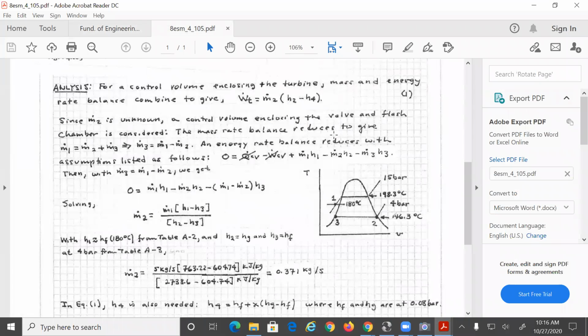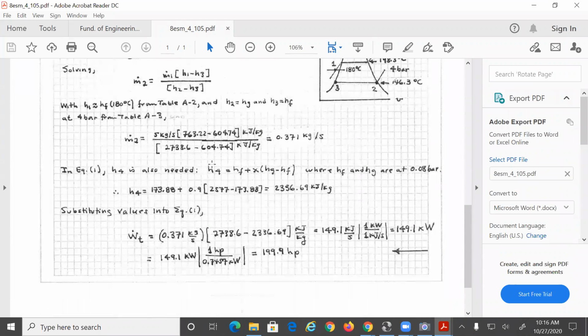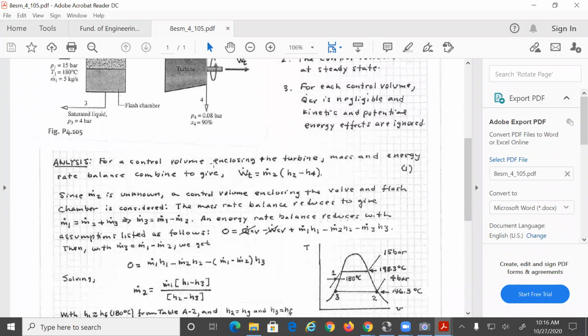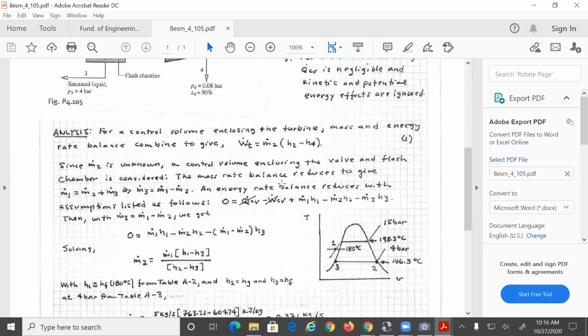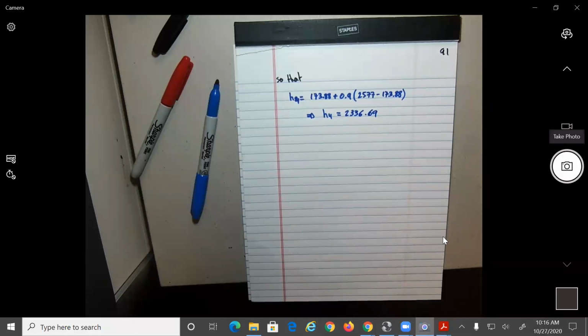Let's see, they have H4. Equation 1. Okay, so it did the same thing as we did. So what is H4? It's 2336.69. Is that what you get? Looks about right. That's what I did. Okay, that way we save some time on the calculation. All right, so that's what we get.